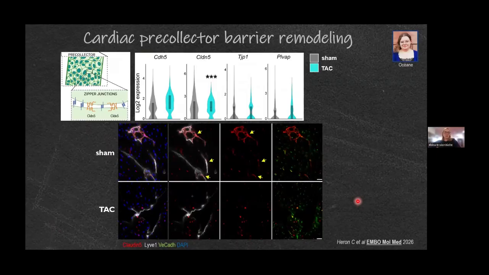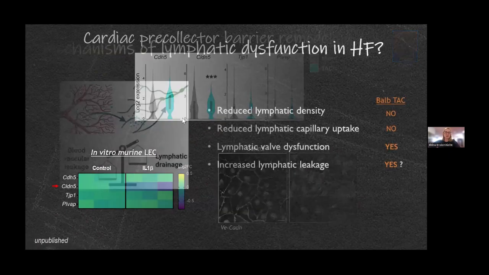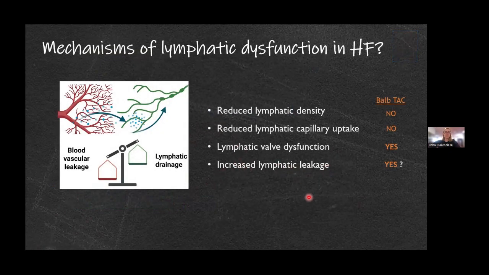So this indicates that something in the pressure overload condition is causing the loss of claudin-5. We wanted to know a little bit about the molecular mechanisms that might drive this loss of claudin-5 during pressure overload in BALB/c mice. So we turned to an in vitro analysis, and we saw that stimulation with IL-1 beta, which is one of the cytokines that is highly upregulated in the setting of TAC in BALB/c mice, was sufficient to drive this downregulation of claudin-5. When we look at the cell monolayers, you can, I hope, appreciate that there are holes in this monolayer. So this would indicate that there might be some leakage going on, notably in the pre-collectors, and that could certainly cause an increase in lymphatic leakage, and so that could also contribute to lymphatic dysfunction.